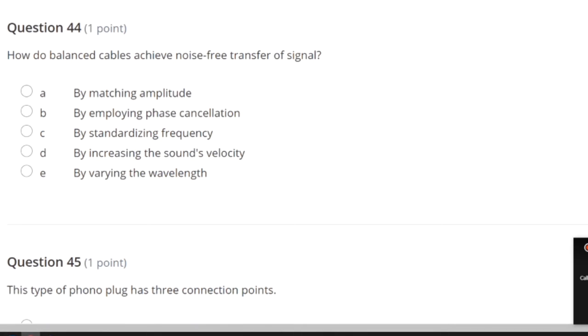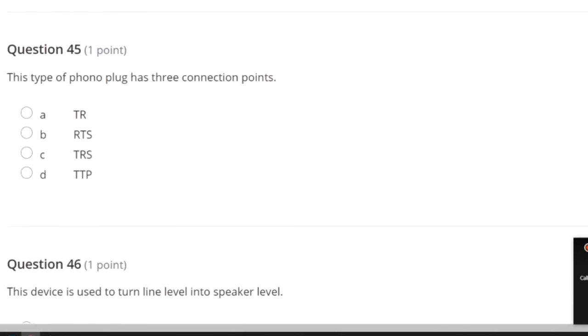Question 44. How do balanced cables achieve noise-free transfer of signal? A. By matching amplitude, B. By employing phase cancellation, C. By standardizing frequency, D. By increasing the sound's velocity, or E. By varying the wavelength? Well, balanced cables feature a signal and a reverse polarity signal, so that is phase cancellation. So whenever the sounds are summed at the other end of the cable, at the input, the noise gathered in its travels along the cable will be canceled out via phase.